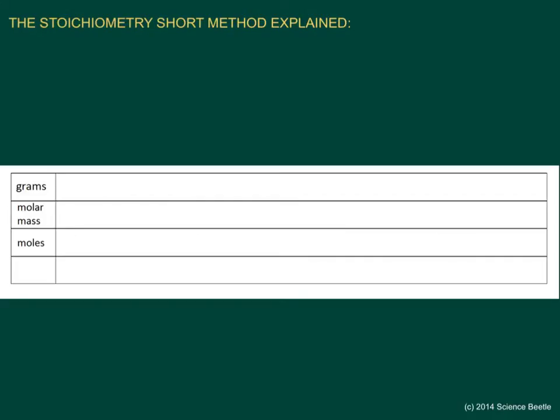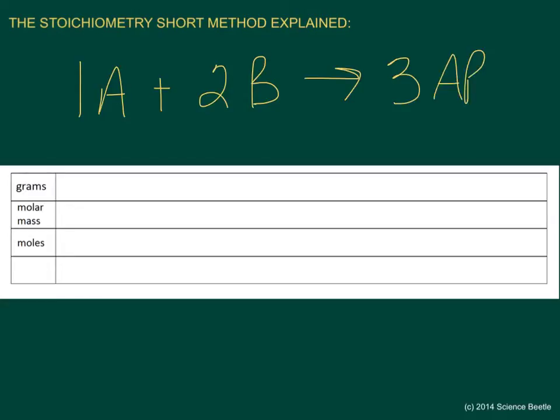Hey, welcome back, students. In this lesson, what I want to do is show you how to do the short method to calculate stoichiometry type problems. And so let me just provide you a very generic equation here. Let's say that you had 1 mole of A reacting with 2 moles of B to form 3 moles of AB. Let's just pretend that this reaction here actually took place, and these are the generic formulas.